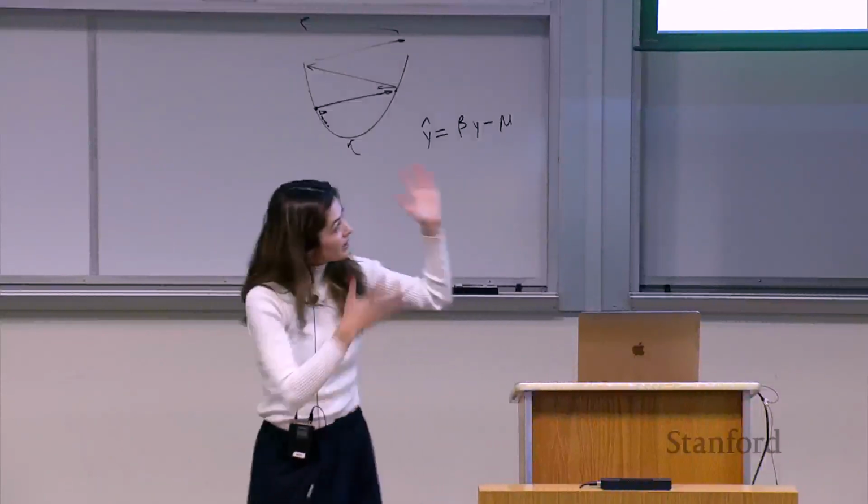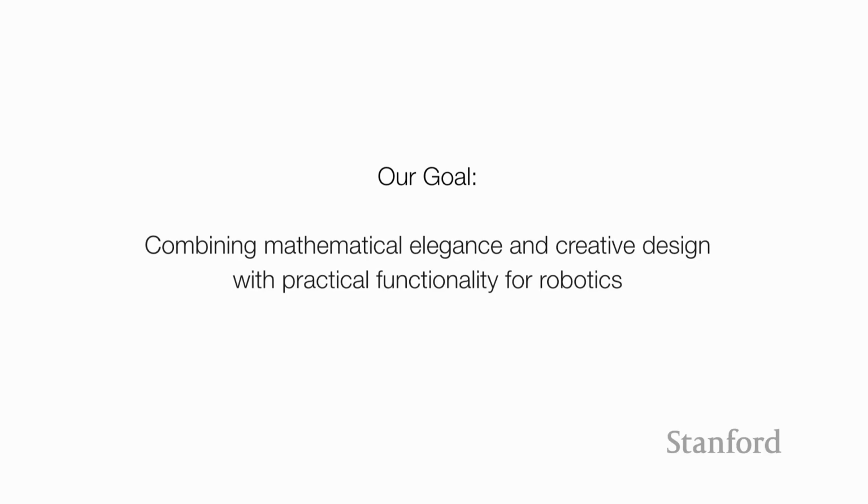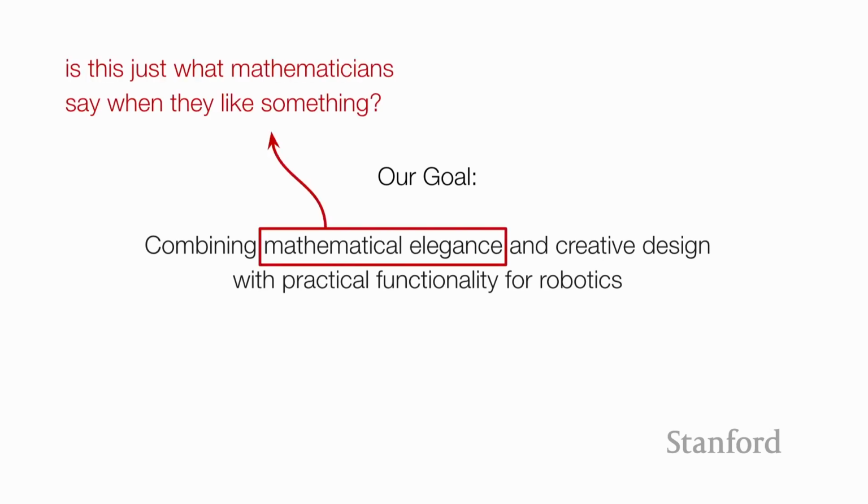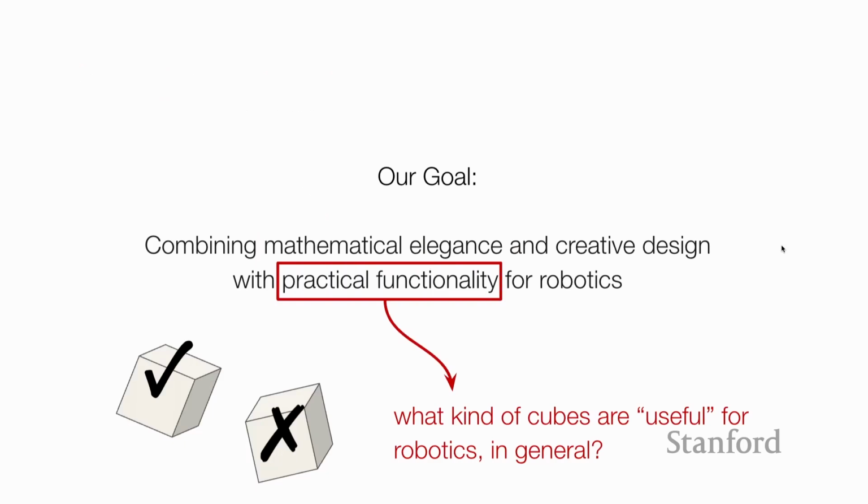So our goal here is we want to combine the mathematical elegance and the creative design of these foldable cubes with a practical functionality for robots. And I think you might be asking the question, okay, so what is mathematical elegance? Is that just like mathematicians say that, oh, we like something, it's such an elegant solution? And the short answer is yes, but there's also a lot of ways that we can dive into this concept of elegance. And then also secondly, what about practical functionality?